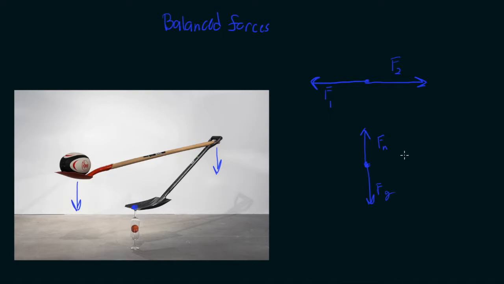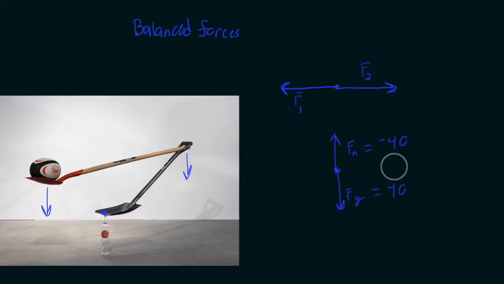This is what happens if you're standing on ice that's too thin. It can't apply a force normal big enough to support your weight, and you crash through. So these are pretty simple to examine. If I just say the force of gravity is 40, what does the force normal have to be? Negative 40. Easy. But what about forces that are in different directions?